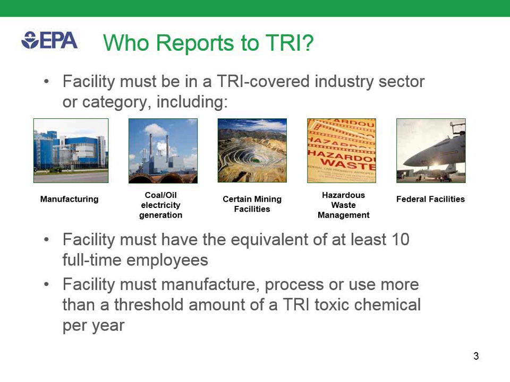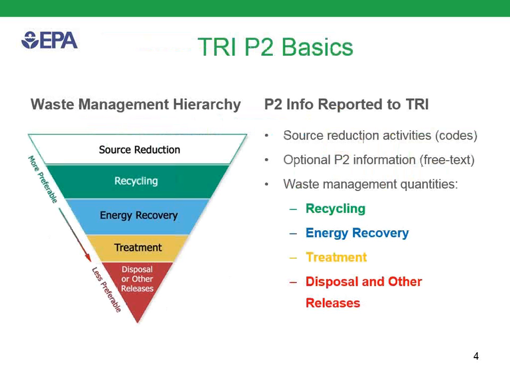Second, you have to have the equivalent of at least 10 full-time employees. And third, your facility must manufacture, process, or otherwise use a listed TRI toxic chemical above certain thresholds. So if you've met these criteria, you fill out a TRI report for each individual listed toxic chemical for which you've exceeded one of the thresholds.